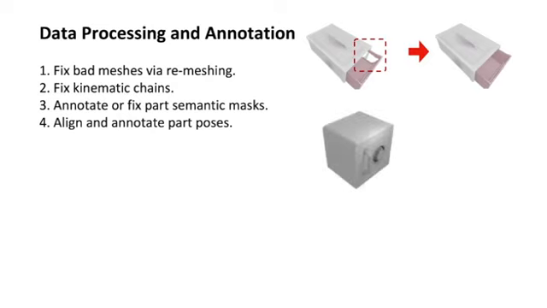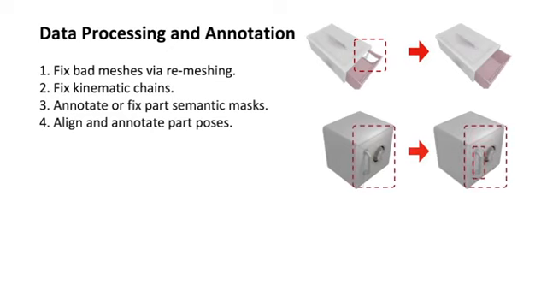Second, we identify all part instances in the object, and fix the kinematic chains to ensure that all parts are well segmented into separate links. For example, in some cases, handles are considered as the same part as the door. We manually separate and merge all the meshes and fix the kinematic chains, to ensure that parts are well segmented.